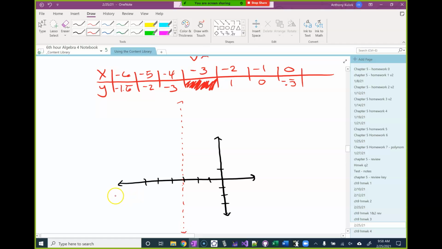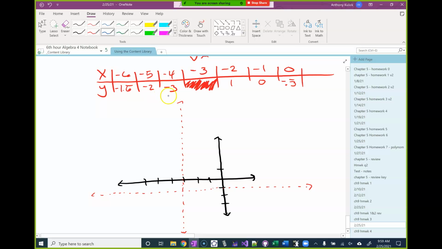And my horizontal asymptote is -1, so I'm going to go to the y-axis, find -1, and then draw my horizontal line. Everybody okay with how we draw those asymptotes? It's pretty easy because they're just vertical and horizontal, so you just need to find the right spot on the correct axis and then draw your line. I draw them dashed because they're not actually part of the graph, so you should draw them as dashed lines like that.